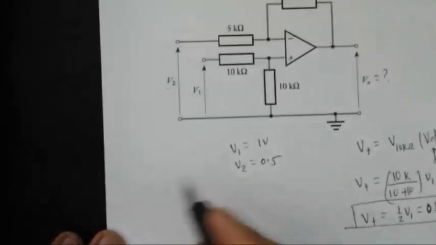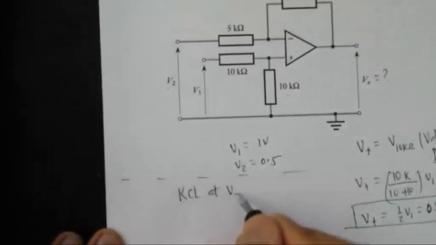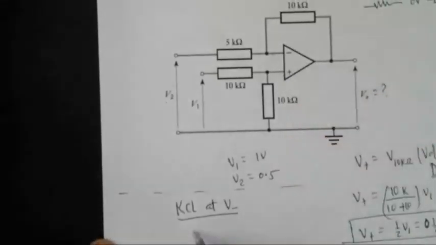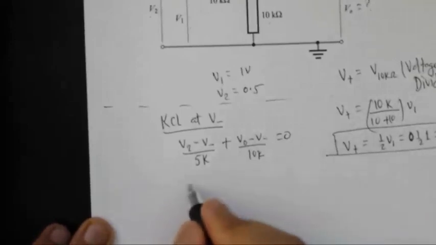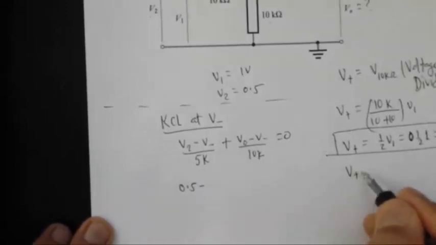Now we're going to apply KCL at V negative, right here. So V2 minus V negative divided by 5 kilo ohm, plus V out minus V negative divided by 10 kilo ohm, equals 0, and then you solve for V out. That's it. So V2 is at 0.5 volts minus V negative, and remember, V plus is equal to V negative, from the op amp condition.